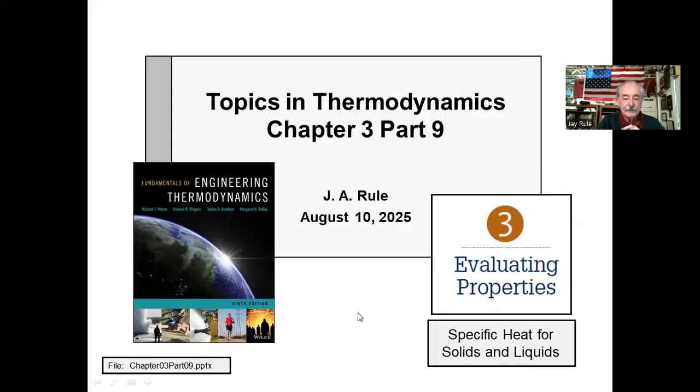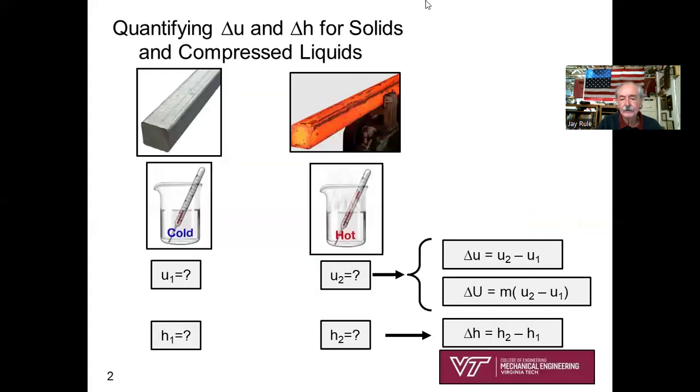Okay, so this is switching gears a little bit from specific heat for ideal gases. Now in this part, I'd like to talk about specific heat, the same basic definition, but how you're going to deal with specific heat for solids and certain liquids. And now the why. Why are you interested? Why would you be using specific heat? Well, the reason is that you're going to be interested in quantifying delta U and/or delta H for solids and compressed liquids.